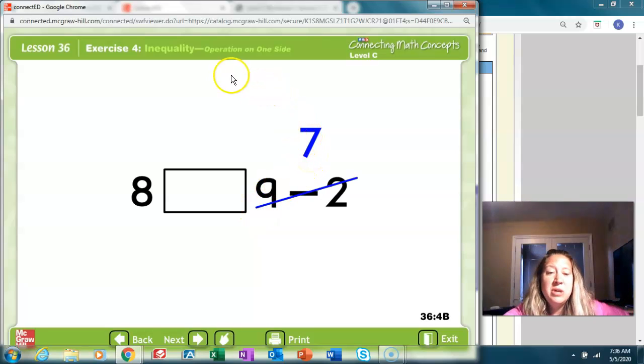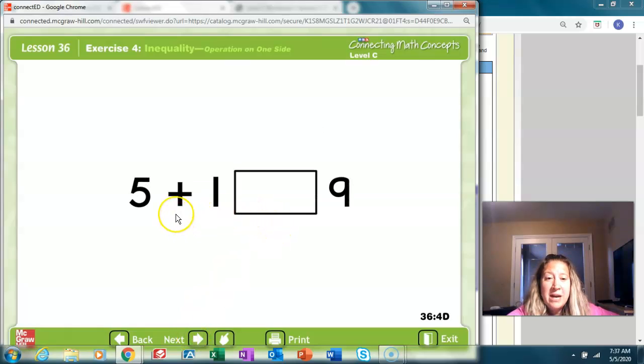And now what are the two numbers that you're comparing? 8 and 7, right? And which number is the bigger number? 8. So the bigger side is going to go next to the 8. Okay. And now it says 8 is greater than 7. Okay. Next problem.